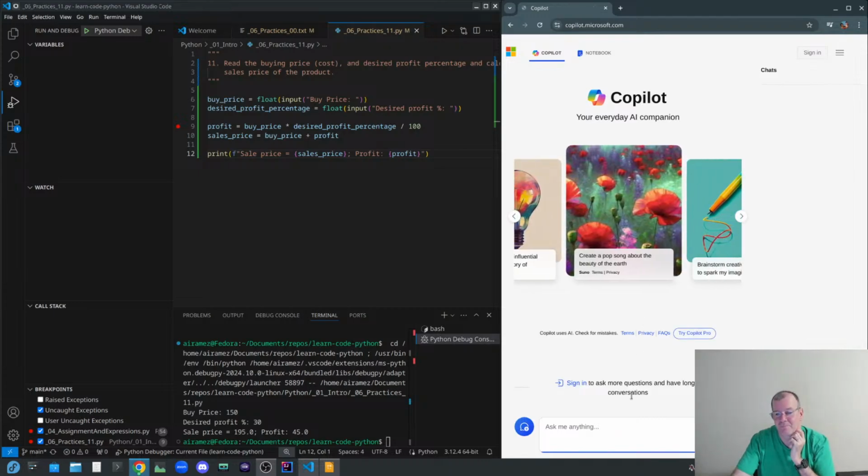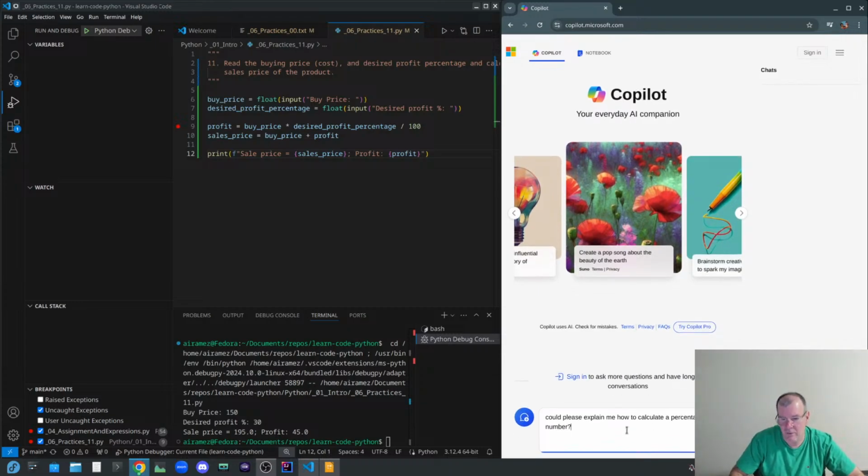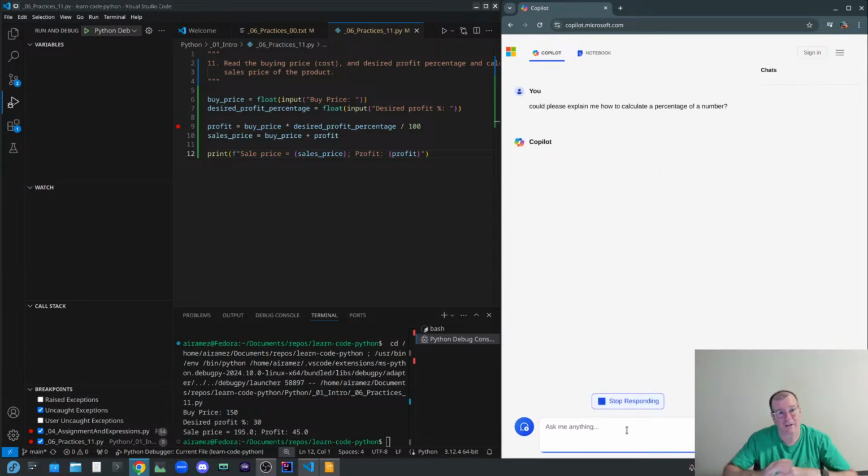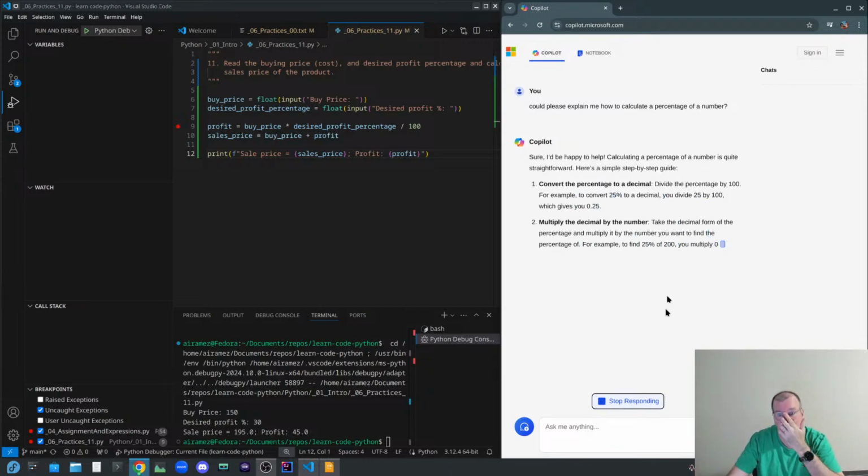It's nice too. So we are in the Copilot and say, could you please explain me how to calculate a percentage of a number? Let's see what they will come up. So look, we have now one very good teacher. It's not perfect, but it's going to help us.